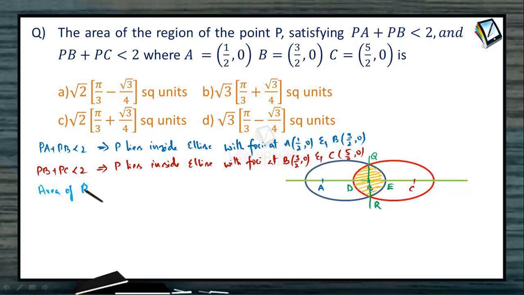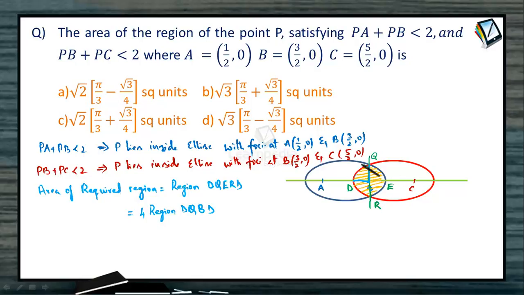So the area of the required region, the total shaded region, is the region T, Q, E, R, D. That is the shaded portion of the curve. If you look at the symmetry of the curves, this will be 4 times the area of the region T, D, Q, E, D. That means we will evaluate only this area and multiply by 4, because all 4 regions are equal.